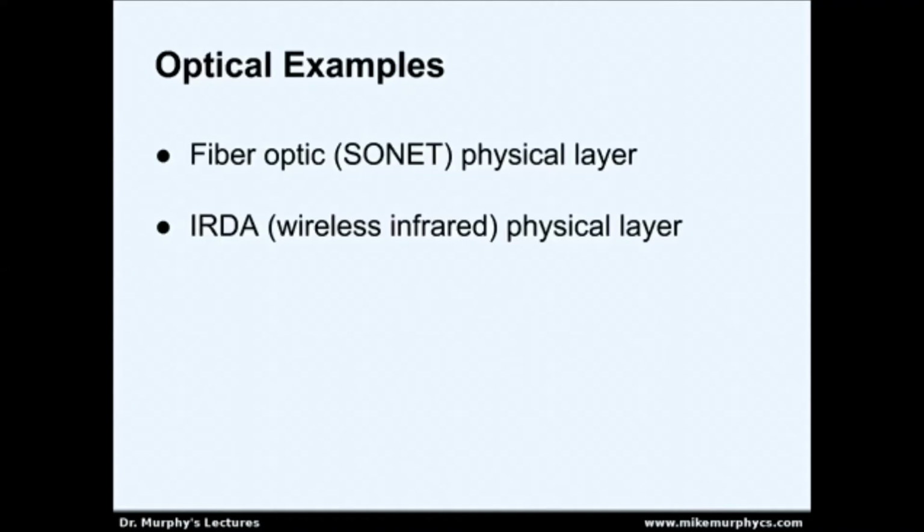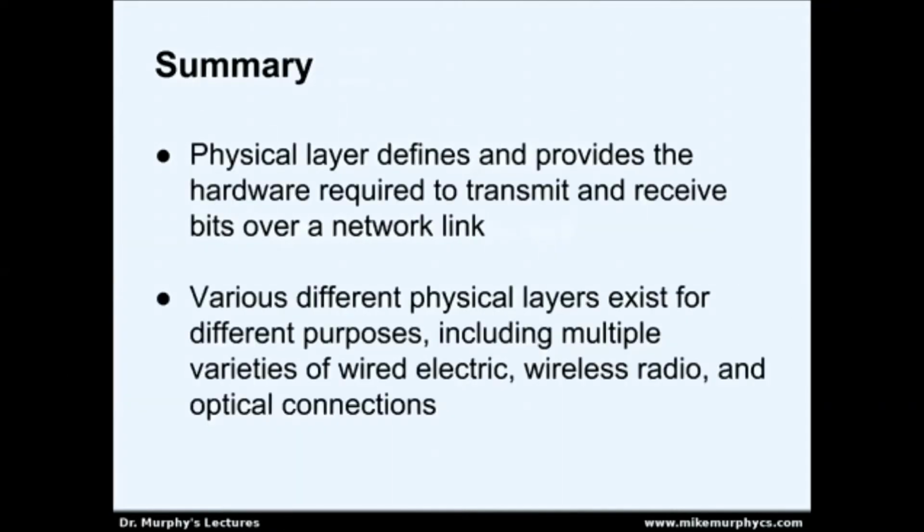Fiber optic also has specifications. For example, wide area fiber optic systems or SONET rings have their specifications, and even the combination of optics and wireless with the infrared light based wireless devices, wireless infrared or IrDA, has a physical layer specification. So we have these specifications for all of these different types of physical layers, but all of these different types of physical layers share a common purpose, and that is that the physical layer itself, conceptually as part of the OSI model, defines and provides the hardware required to transmit and receive bits over a network link.